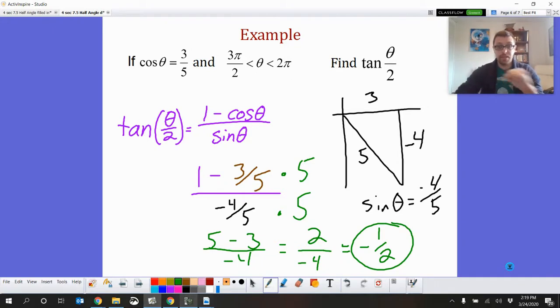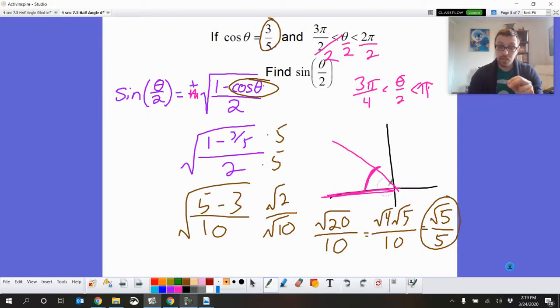That ends today's video. Keep in mind when you're doing these things that you care about where half theta is, not where theta is, and that you make these little drawings. These little drawings help you out, like this one where you need to find sine or cosine, as well as these ones where you're trying to determine what quadrant theta over 2 is in, so that you can decide positive or negative for sine and cosine.